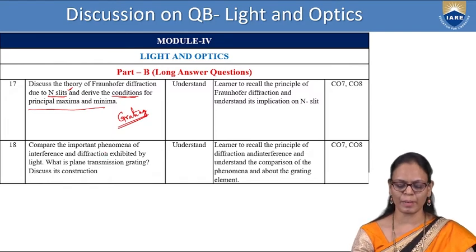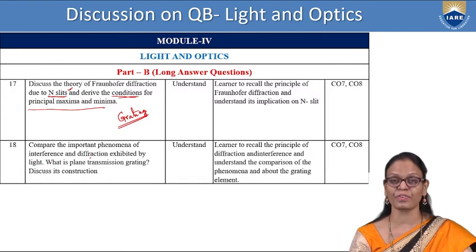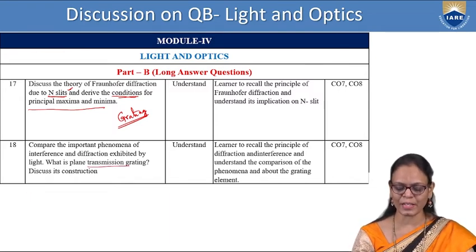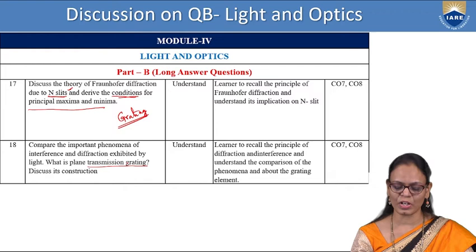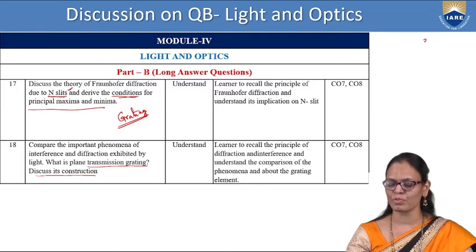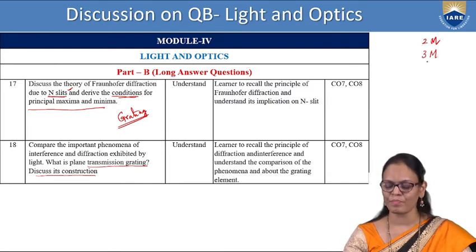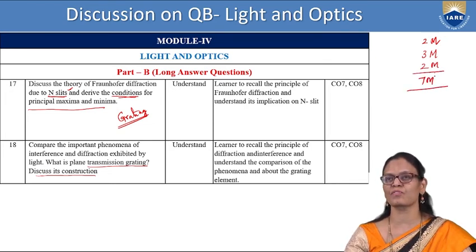Next, compare the important phenomena of interference and diffraction exhibited by light. So this we have already discussed. Differences between interference and diffraction, and what is a plane transmission grating. So we have already discussed this, and the construction. So different parts you have to make. First you will write interference and diffraction differences, maybe for 2 marks. And then what is a plane transmission grating? You will have to draw the diagram and explain how it is made and explain the construction for 2 marks. So it will be a 7-mark question. This is how the distribution of marks is going to be.